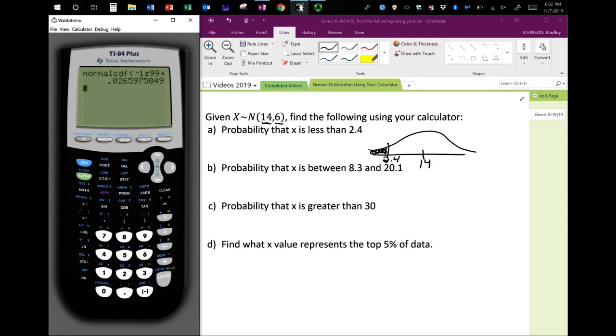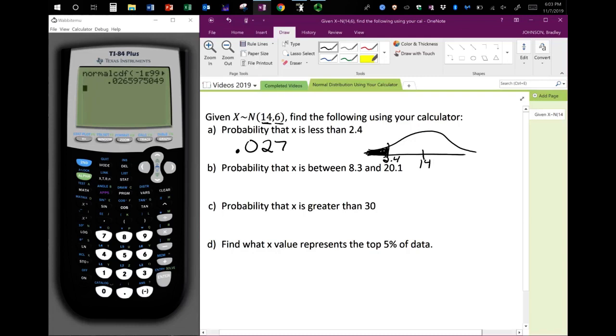When you hit enter, this will be our probability. And typically we round to, let's just say, 3 decimal places. The 5 would bump up that 6. So 0.027 is our probability. As you can see, based on our picture, that value is between 0 and 1. That makes sense. It's that little sliver down there.